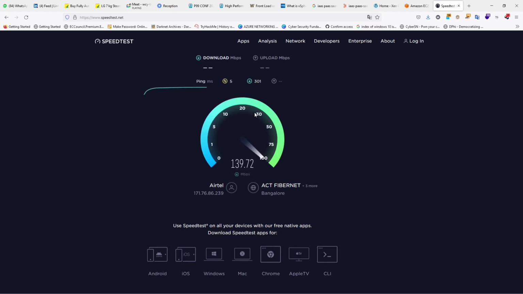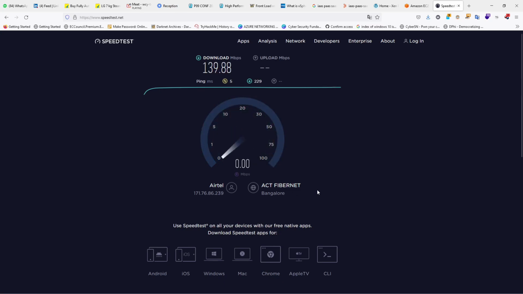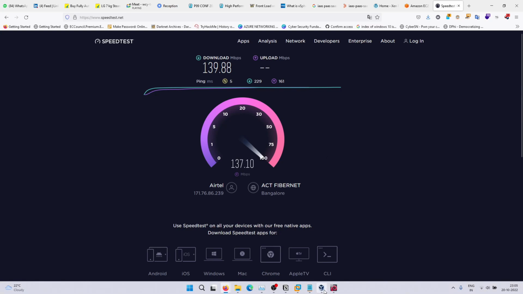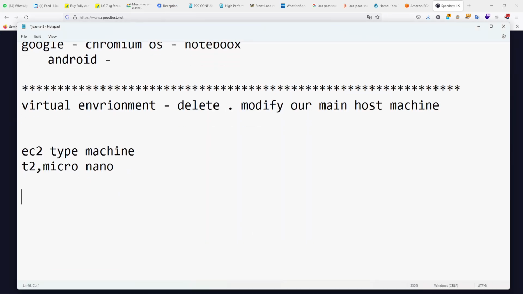You can see I'm using my own Wi-Fi connection. My company is Airtel, providing ACT 500. It is a fiber connection. You can see the download bandwidth and the upload bandwidth. It will always vary. I'm using the 200 Mbps plan, which means in 1 second I can download a file of 200 Mb size.